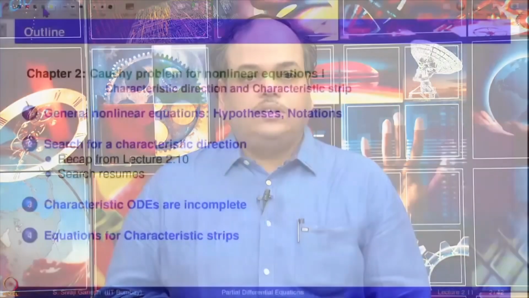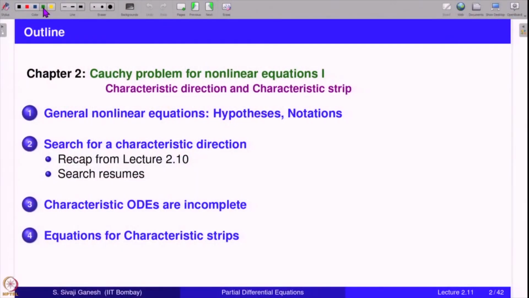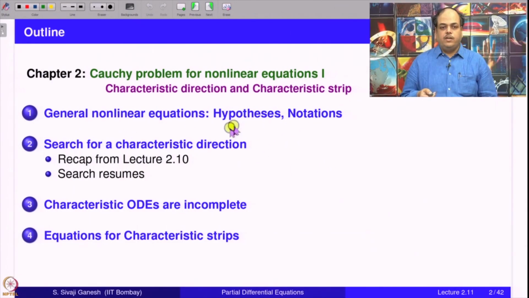Our journey of studying the Cauchy problem for general nonlinear equations started in the last lecture, that is lecture 2.10. Today we continue. The outline for this lecture is, first we recall once again the hypotheses and notations involved in general nonlinear equations, and in the last lecture we started our search for a characteristic direction.